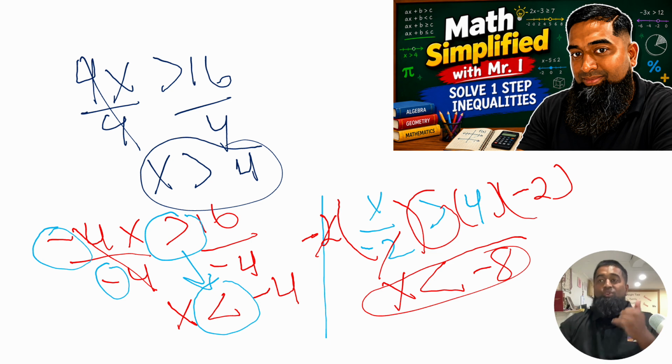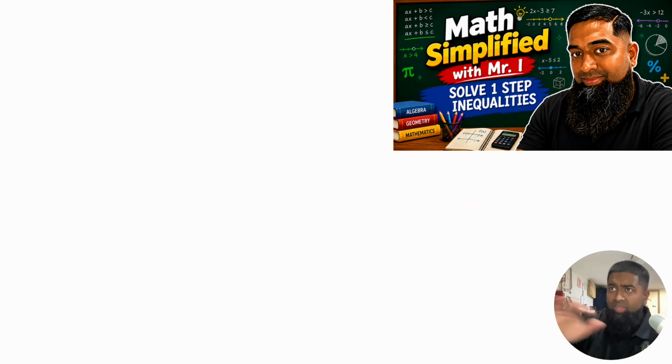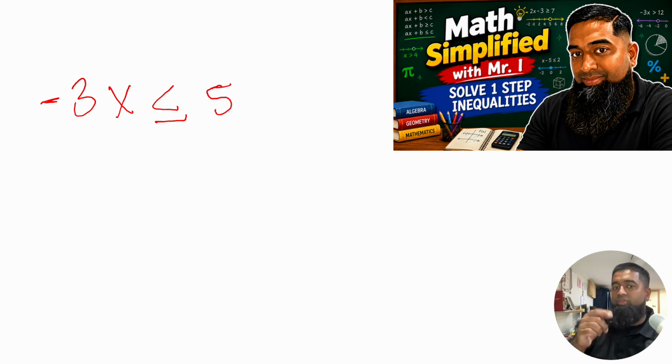Remember, if you have a negative sign and you're multiplying or dividing in an inequality, the inequality sign has to flip, okay? I'll give you one more example of this, right? And we'll be done with the one-step inequalities. So let's say it's negative 3x less than or equal to 5, okay? How do you solve for x? Pause it and do it real quick.